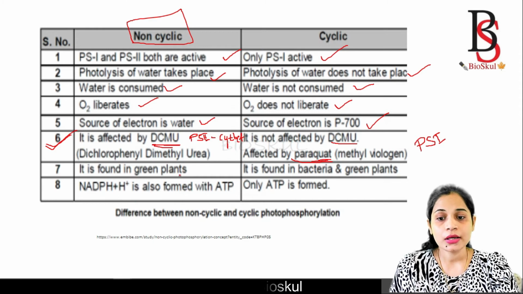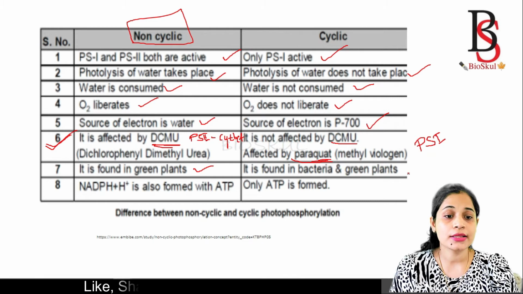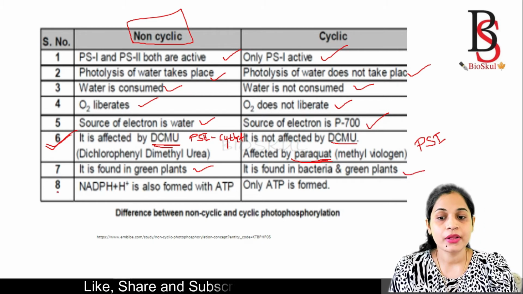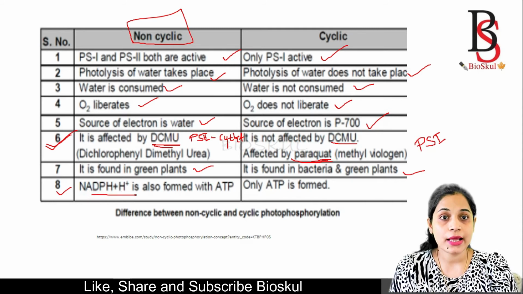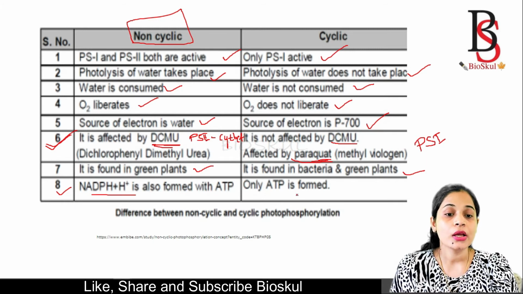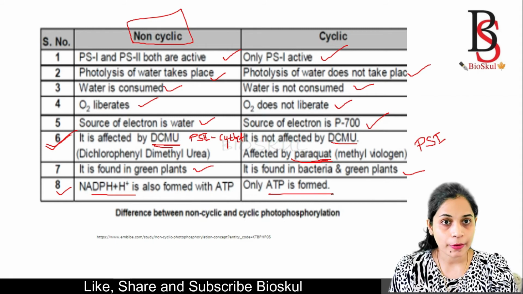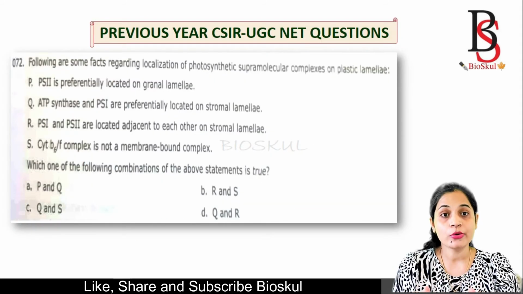Okay. And non-cyclic photophosphorylation is found in green plants, and the cyclic way of photophosphorylation is found in bacteria and green plants. The end product is both ATP as well as NADPH in the non-cyclic photophosphorylation pathway, whereas in cyclic photophosphorylation only ATP is formed. So now you have a clear idea about the light reaction.